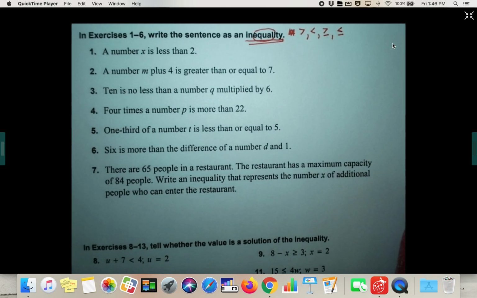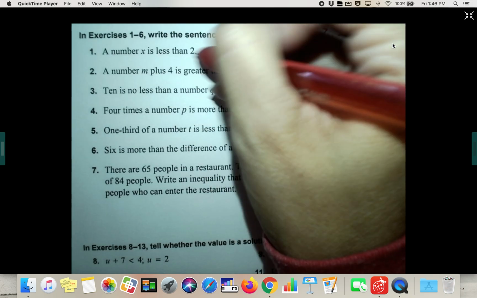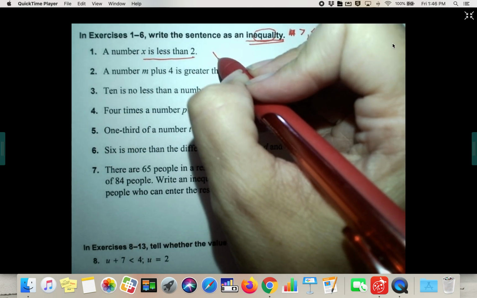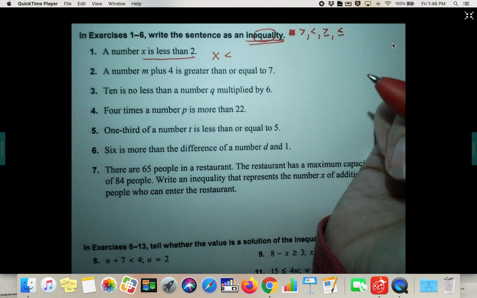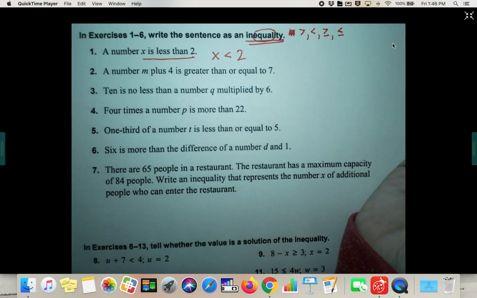All right, so number one, a number x is less than 2. So you're just going to write it exactly how it sounds. X is less than 2.